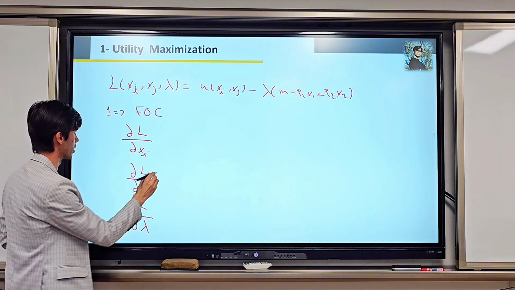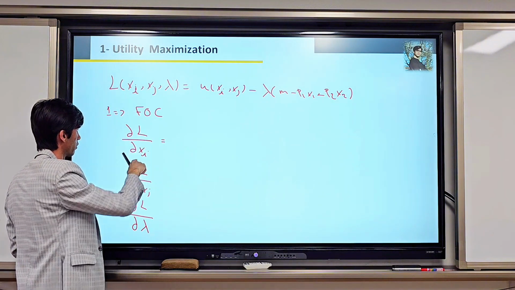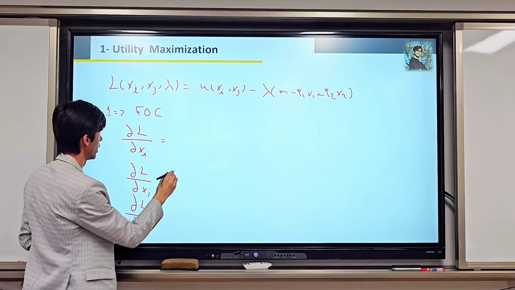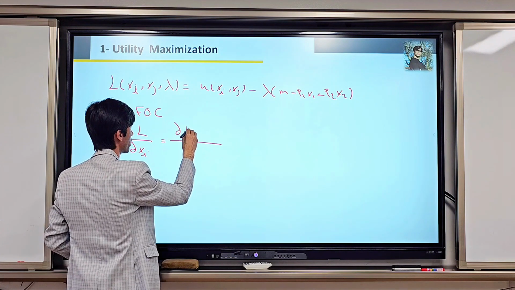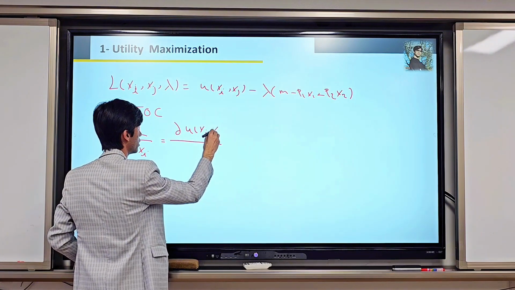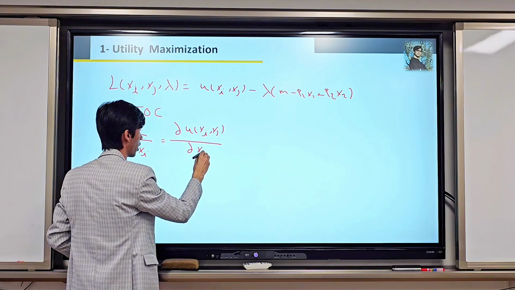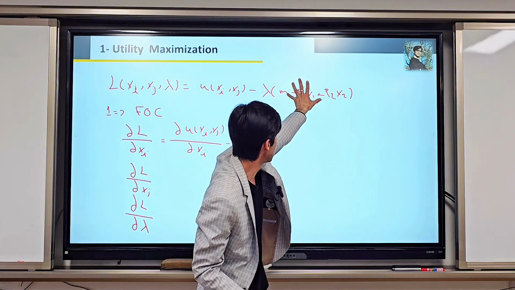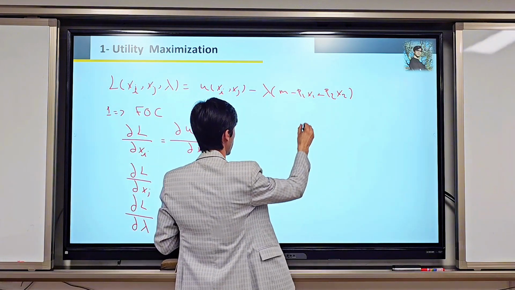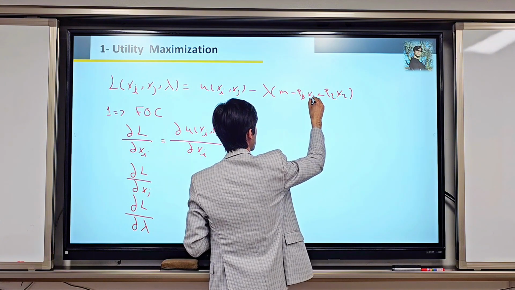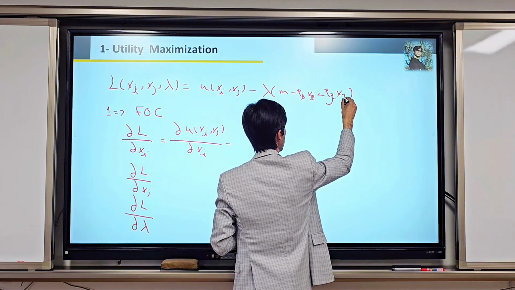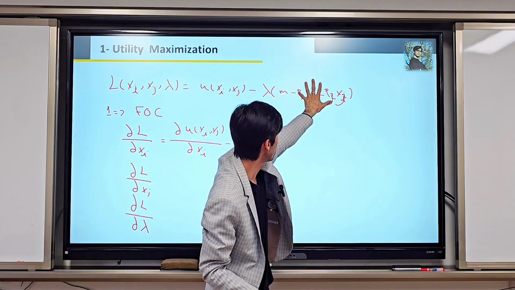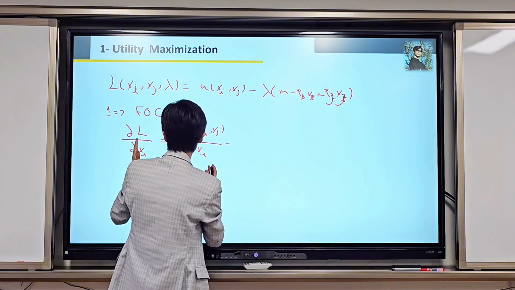So let's do it step by step. The first one is the first order condition. The partial derivative of this Lagrangian function with respect to xi will come to the partial derivative of u(xi, xj) with respect to xi, minus the partial derivative of this term now with respect to xi: pi xi plus pj xj.